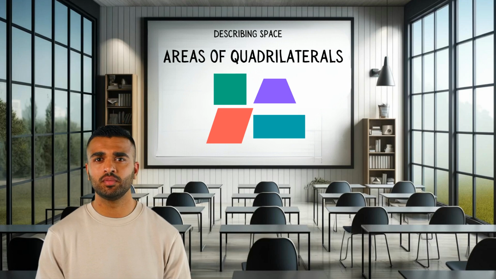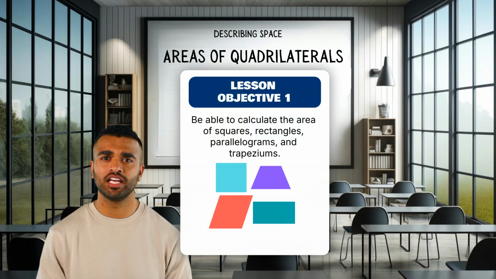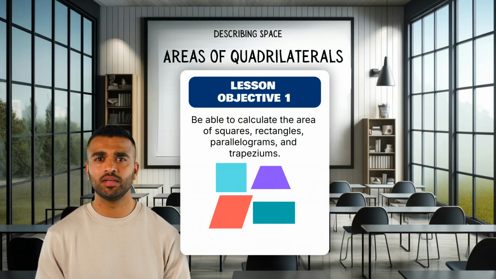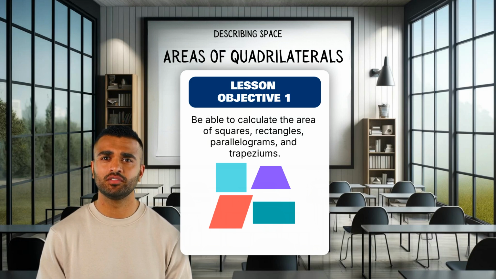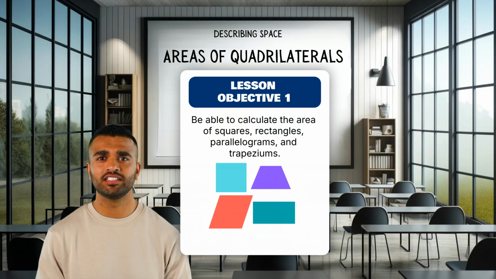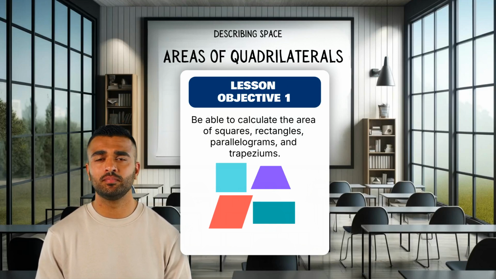In today's lesson, we explored the methods for calculating the area of 4 fundamental two-dimensional shapes: squares, rectangles, parallelograms, and trapeziums. We began with the simplest shapes, squares and rectangles, using the straightforward formulae of side times side for squares and length times width for rectangles. We then moved on to parallelograms, where we learned that the area is calculated using base times height, emphasizing the importance of the perpendicular height rather than the slanted sides.